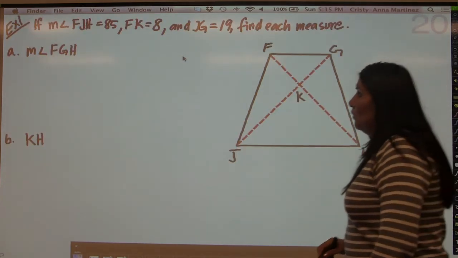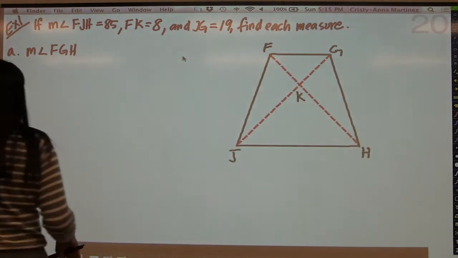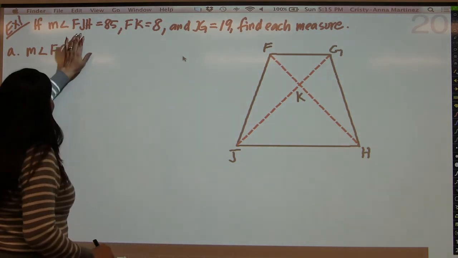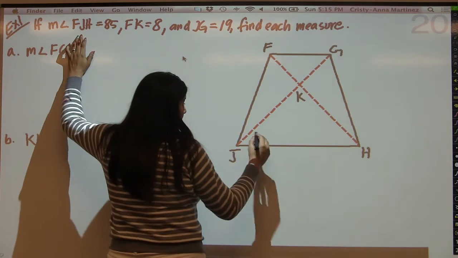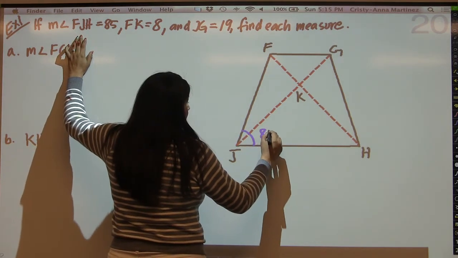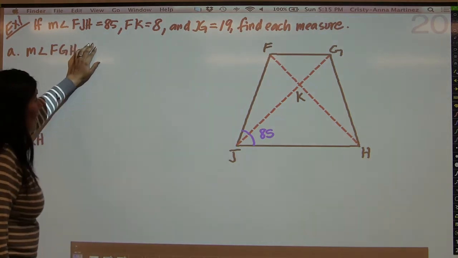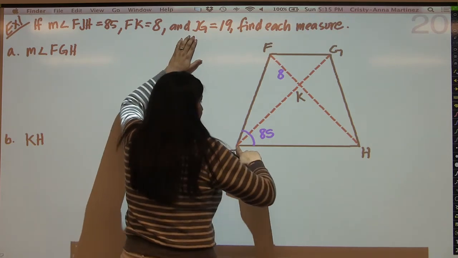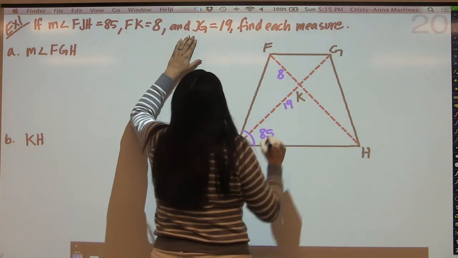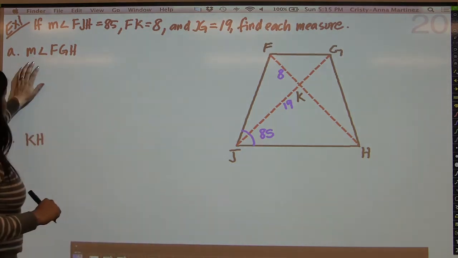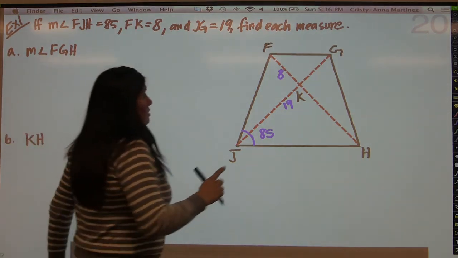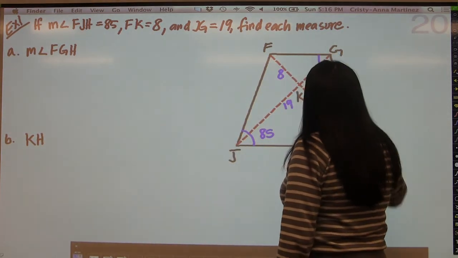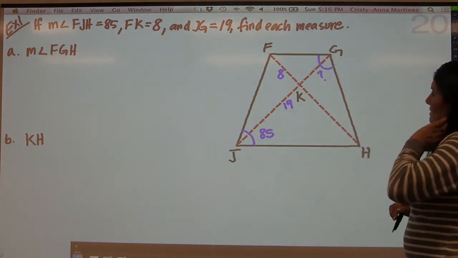So in example 1, it says, if the measurement of angle FJH equals 85, so I kind of want to mark my diagram here. FJH, so here's F to J to H, so this angle here is 85, and then it says FK is 8, and JG is 19, so the entire distance all the way over here is 19. Find each measure. So in part A, it wants angle FGH. So FGH. They want this angle over here. Question mark, okay?